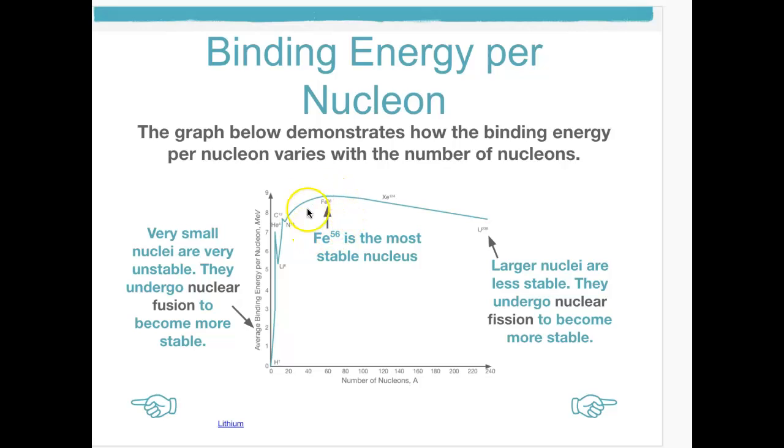Iron is the most stable, and you should be able to identify its binding energy per nucleon. This peak is approximately at 9. You should remember that. This area here is uranium. Larger nuclei are less stable. They undergo nuclear fission to become more stable. So this area here is where energy is lost due to the size of the nucleus.